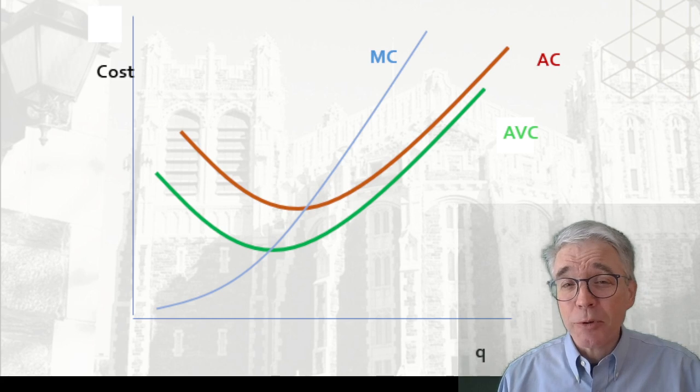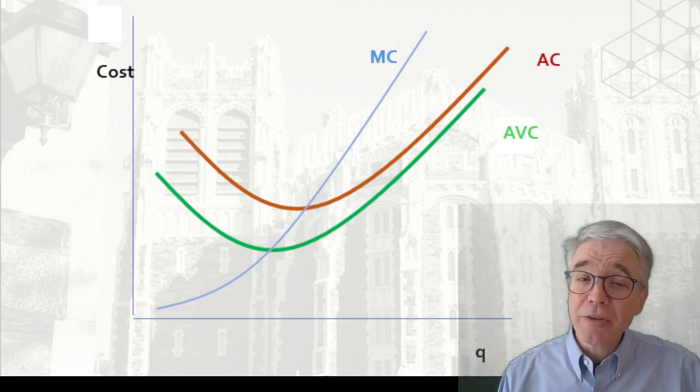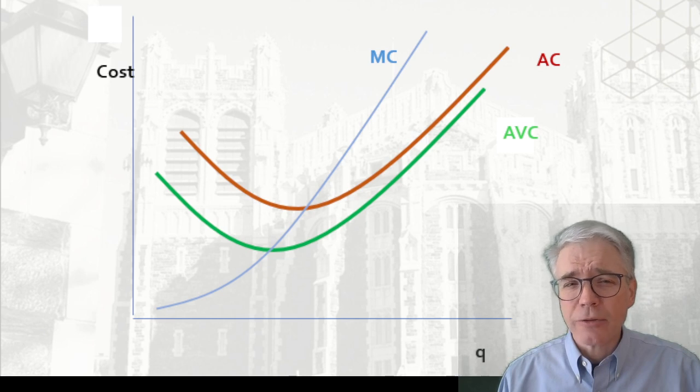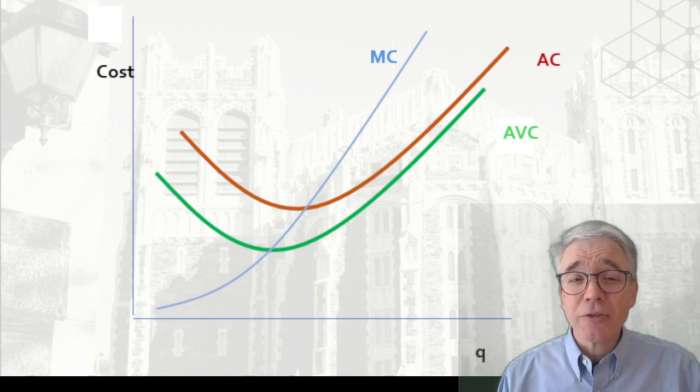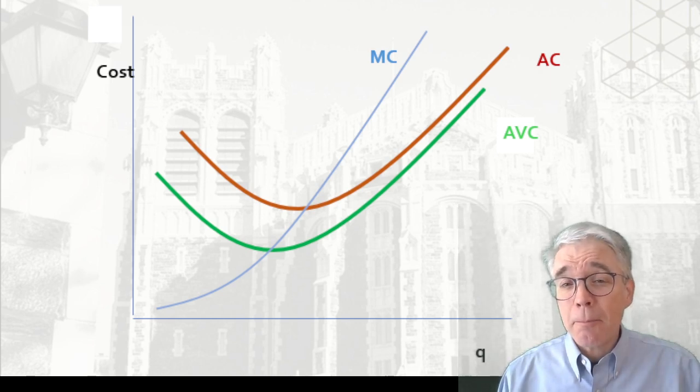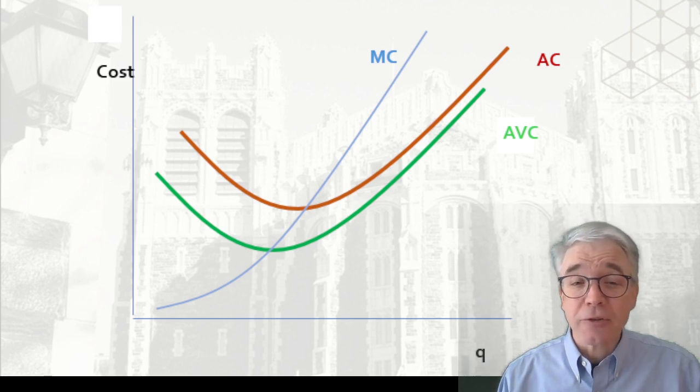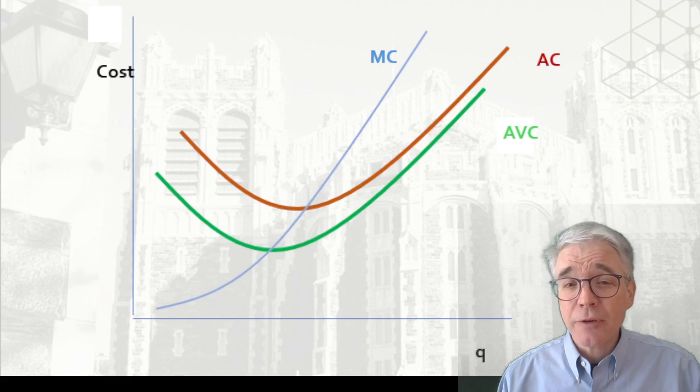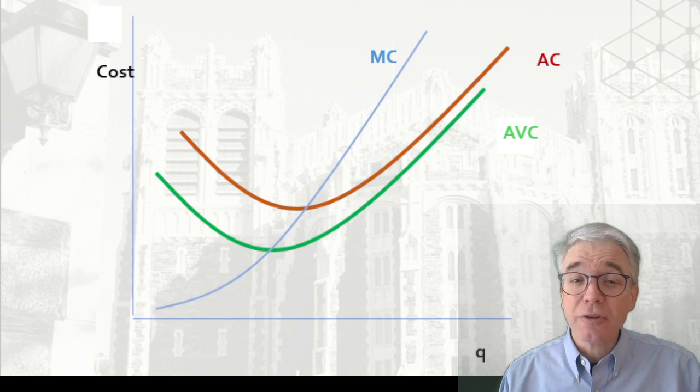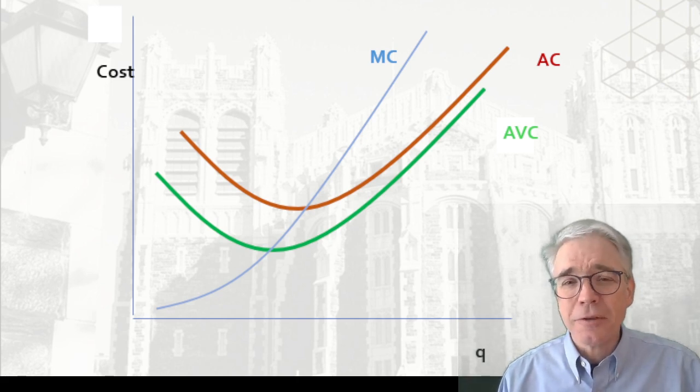If the last output was a bit cheaper, then that pulls down the average. If the last output was a little more expensive, then that raises the average. But that obvious mathematical fact means the intersection of MC with either average must be at the minimum point of that average, because the intersection is where MC equals average, and at the minimum point of the average, it's neither rising nor falling. It's just flat, for an instant.